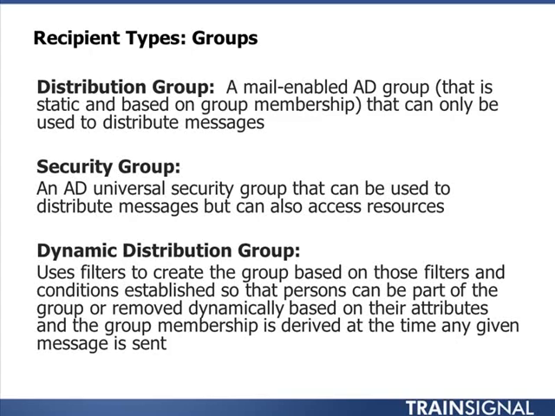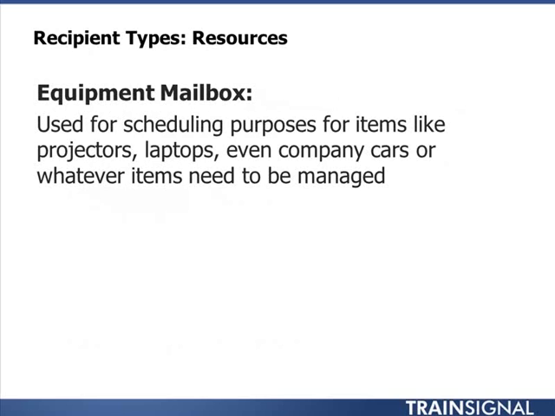So as a result, dynamic distribution groups are really interesting. However, you have to make sure that people have their attributes updated in Active Directory in order to ensure that they're in the groups that they belong in. The next recipient type in the tab section is called resources. And there are two different mailbox types under resources.